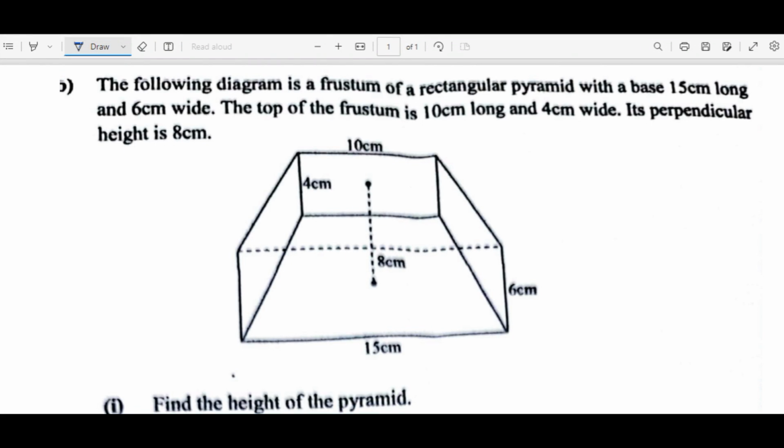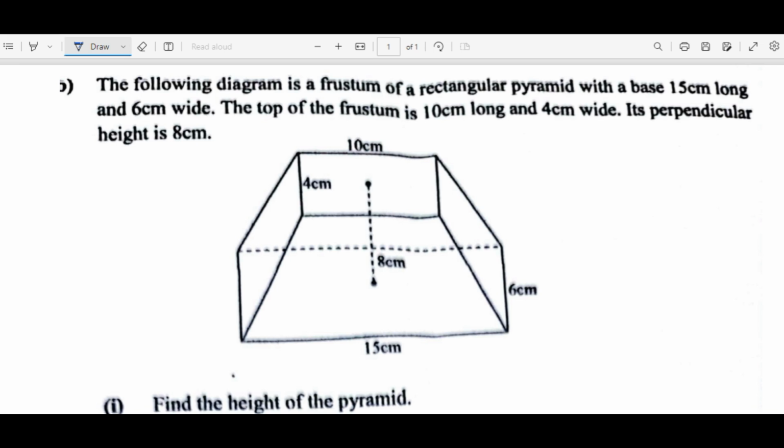Welcome guys, we have question B from question 7 of section B for mathematics paper 2 for the year 2023 for the internals. So question A, we did that one, so this is just a continuation.